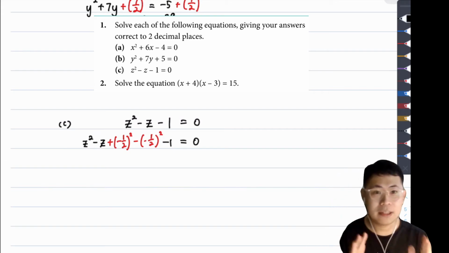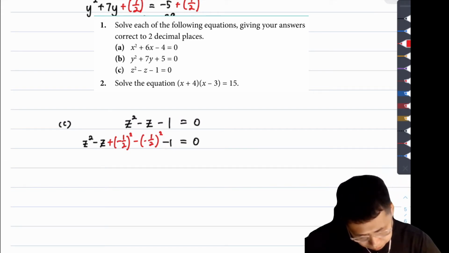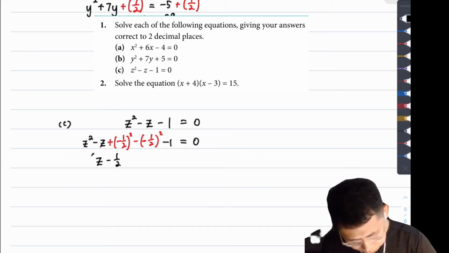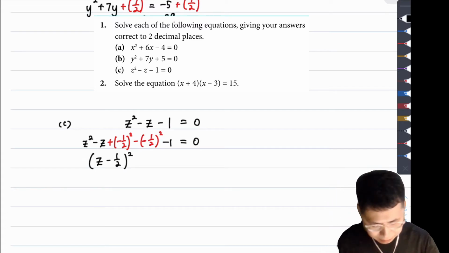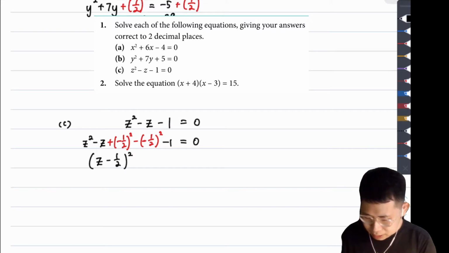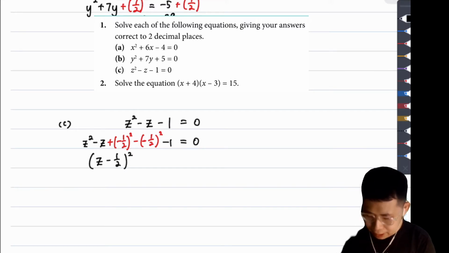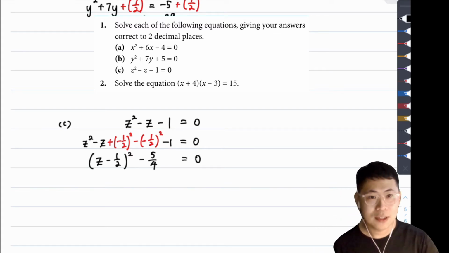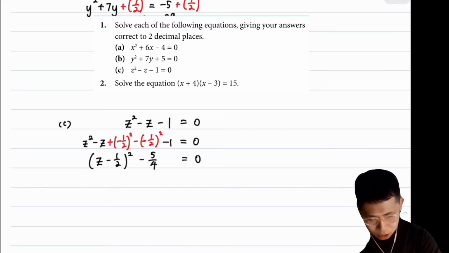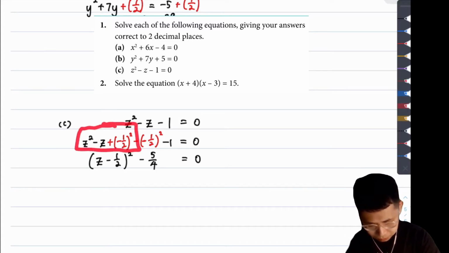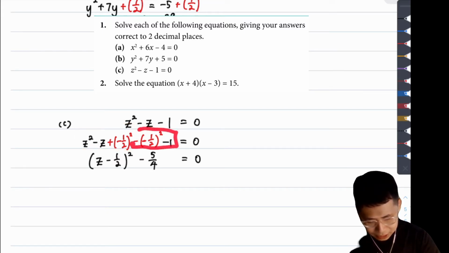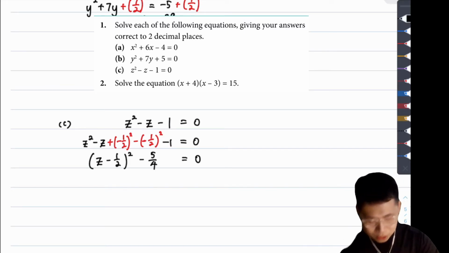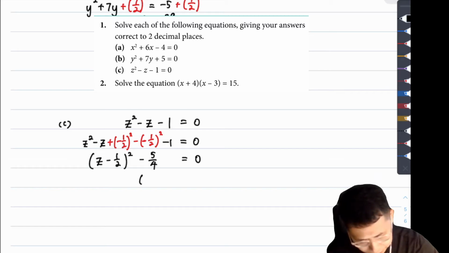Then complete the square for my first three terms. We have z minus half squared. Then I simplify those on the right. So it's minus negative half squared minus 1, so minus 5 over 4. I simplify those last two terms, and I complete the square for these three. I'm just doing a few steps in one go. So here I bring the 5 over 4 to the other side.